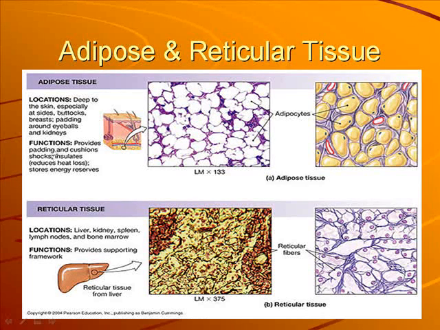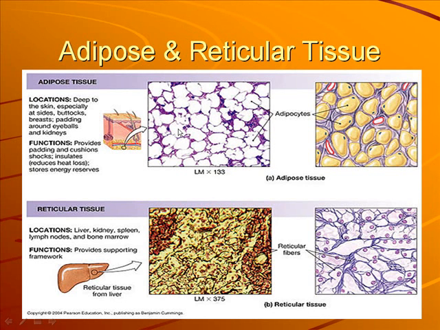Basically, though, if you know the location and function, from the location and function, you should be able to give me the correct answer for the slide even without seeing the slide. If I told you this particular cell type provides padding, provides insulation, cushions from shock, reduces heat loss, stores energy reserve, identify this cell type. Should be a given. Location: deep to the skin, especially at the side, the buttocks, breast, padding around the eyeball.